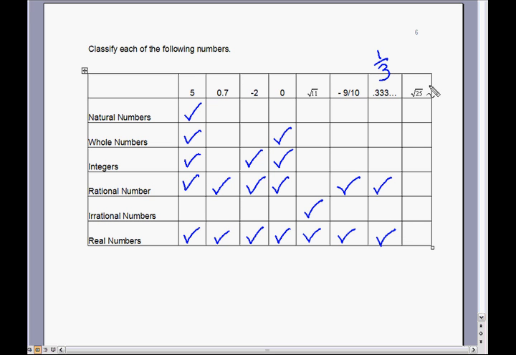Our last number here is the square root of 25. If you simplify the square root of 25, you just get 5. And 5 is what we call a natural number, and it's a whole number, and it's an integer, and it is rational, and it is real. That's how we go about classifying our numbers.